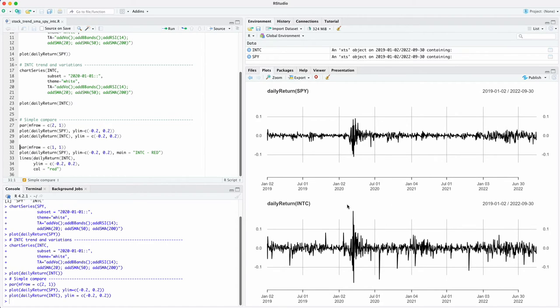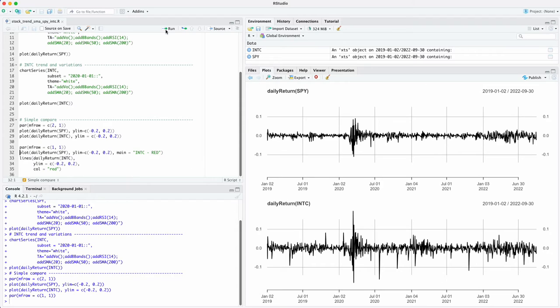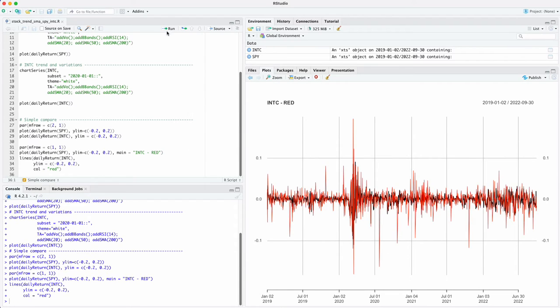As we can see, of course, SPY is an ETF. It has relatively small variations, and we can also plot this together and overlap them. As we can see, the red line is the return for the Intel stock, and the symbol is INTC. So in a sense it has much larger variations, and the magnitude is overlaid on the SPY index.